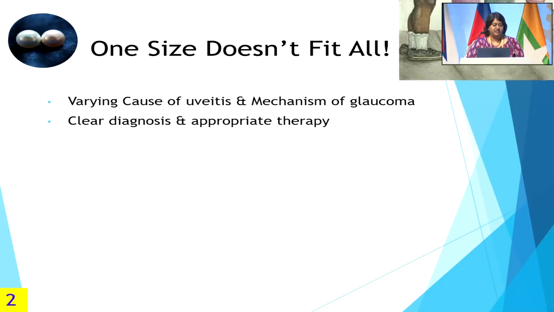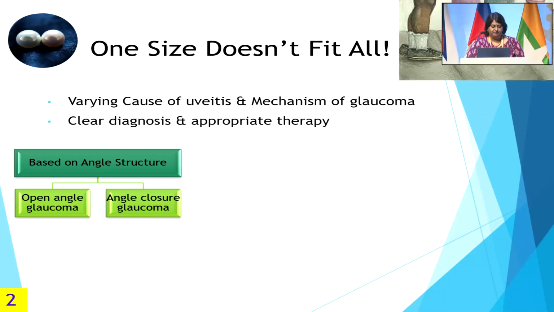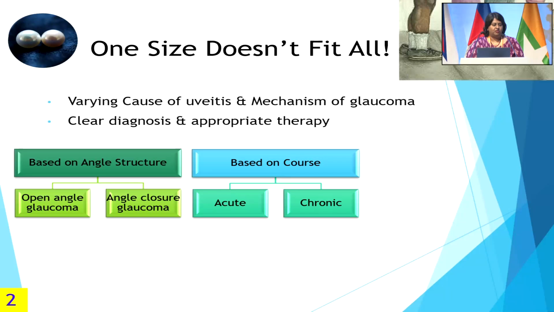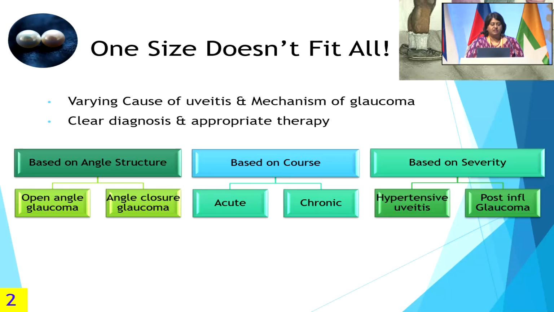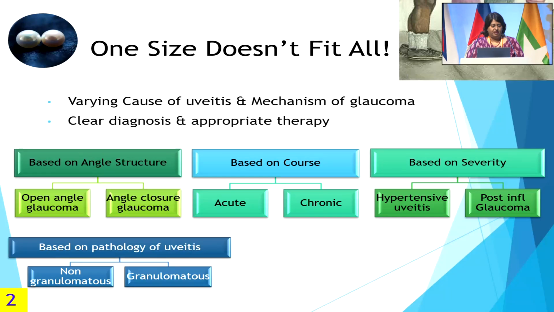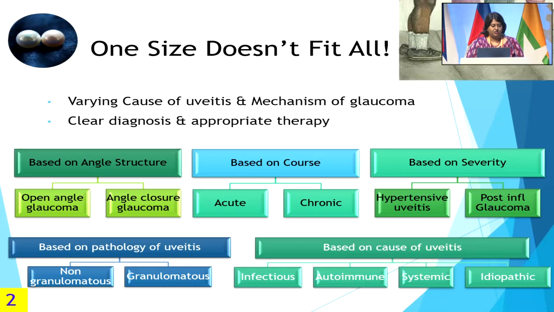But it is essential to find it because clear diagnosis and appropriate therapy depends upon that. Based upon the angle structure, glaucoma is either open angle or angle closure. Based on the cause, it is acute or chronic. Based on the severity, hypertensive uveitis or post-inflammatory glaucoma. Based on the uveitis, non-granulomatous, granulomatous; based on the cause, infectious, autoimmune, systemic, idiopathic.